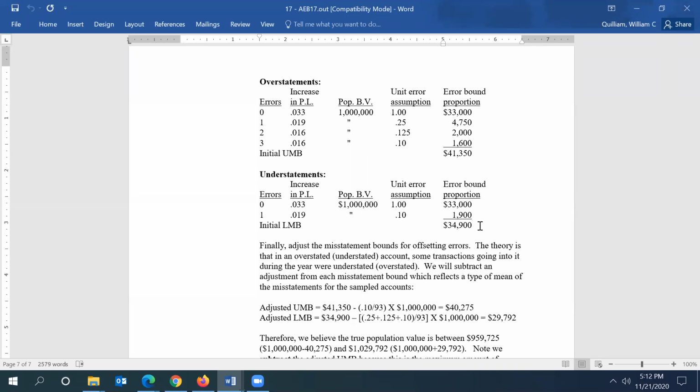Then finally, we'll adjust the misstatement bounds for offsetting errors. And the theory is that in an overstated account, some transactions going into it during the year were understated. And then for an understated account, some transactions going into it during the year were overstated. So we're going to subtract an adjustment for each misstatement bound, which reflects a type of mean of misstatements for the sampled accounts. So we're going to be a little bit less conservative here. We're going to adjust just a bit, and let me show you how.